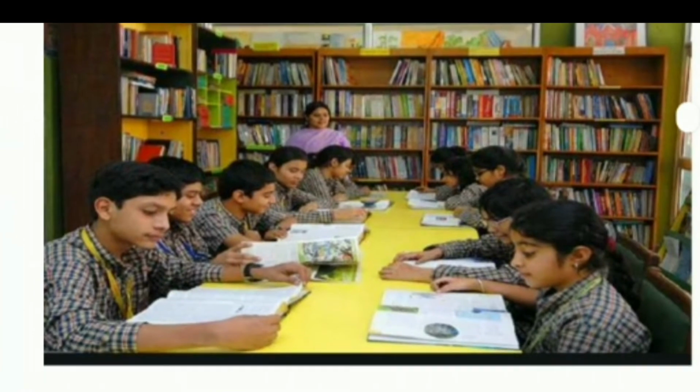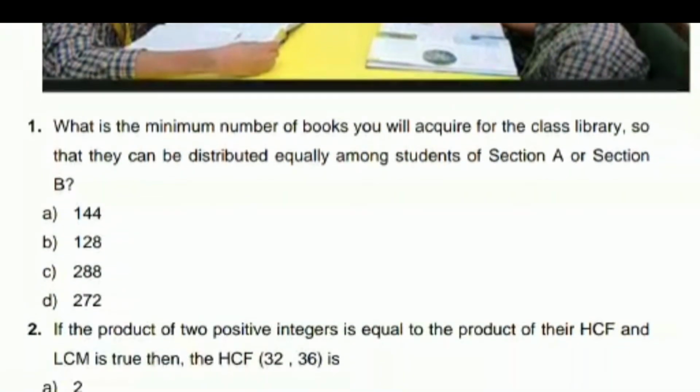Now let's see the questions and then we'll again discuss. What is the minimum number of books you will require for the class library so that they can be distributed equally among students of section A or section B? Now you need to understand over here. So first it is telling what is the minimum number of books. So what is the meaning over here is that now at the same time both the sections will not go to the library. Either section A will go or section B will go. So you have to find minimum number of books in such a way that no matter which section goes, the books can be equally distributed among the students.